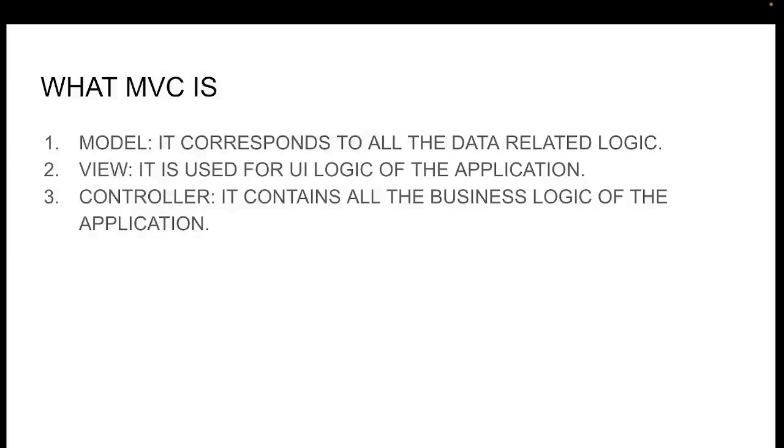MVC is basically composed of three parts: model, view, and controller. Model corresponds to all the data related logic. View is used for the UI logic of the application. And the last thing is controller, which contains all the business logic of the application. So now let us move to Beego.